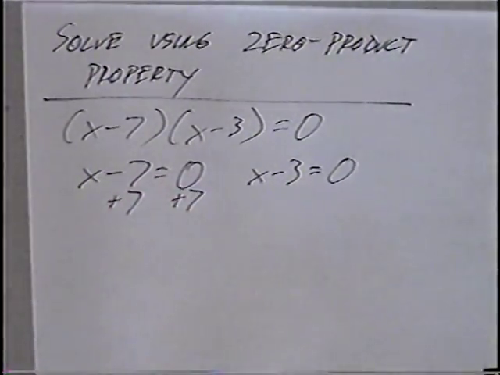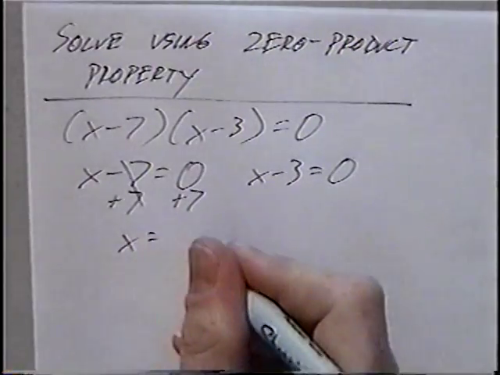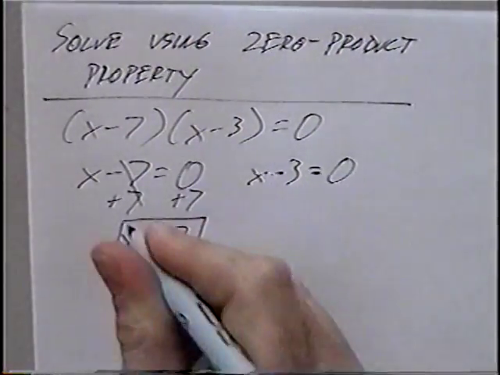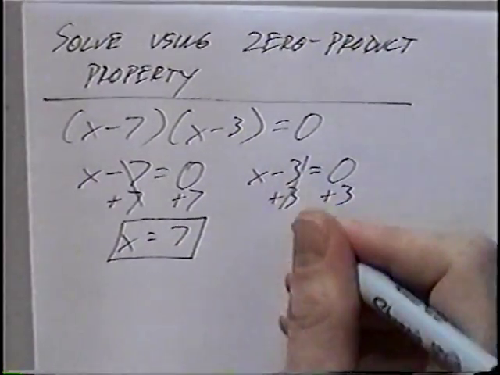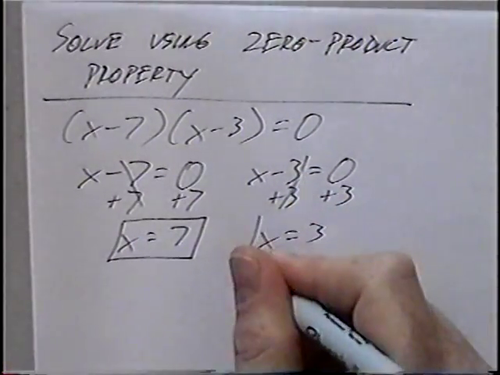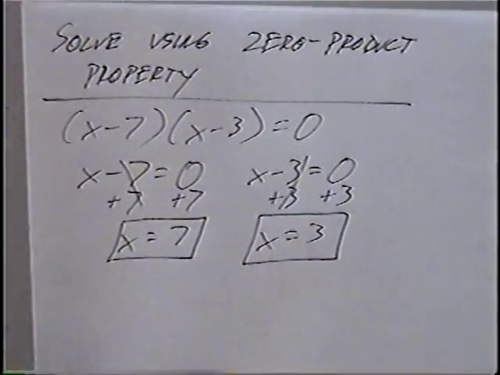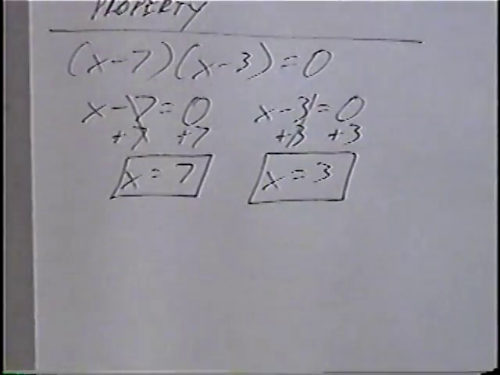First question, we can add 7 to both sides. So x is equal to 7. Second question, we can add 3 to both sides. So x is equal to 3. So two answers for this question, x equals 7 and x equals 3.